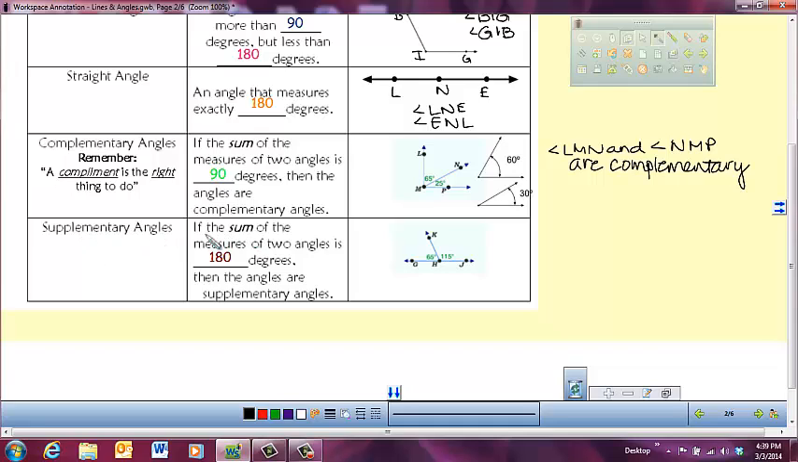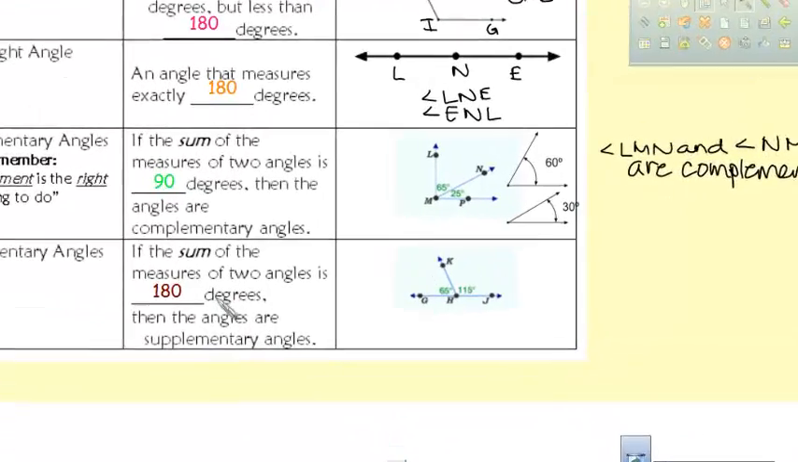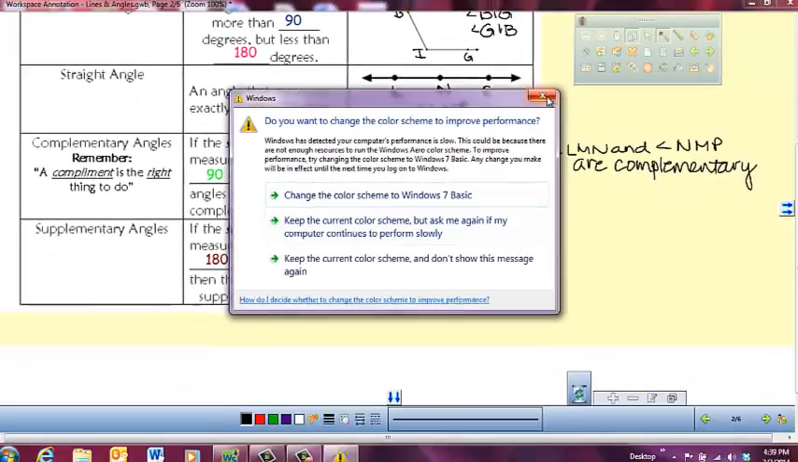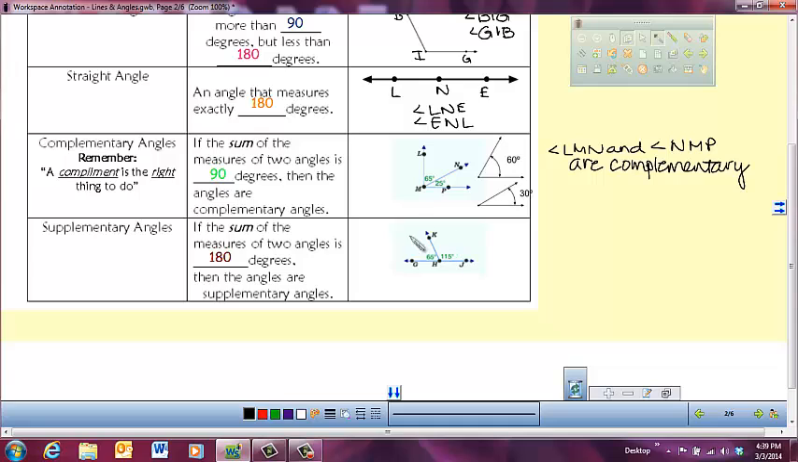Supplementary angles. If the sum of the measures of two angles is 180 degrees, then the angles are supplementary angles. So now we're adding two angles again, and they have to add up to 180 degrees. So if you take a look at our picture here, I've got angle GHK, which measures 65 degrees, and then I've got angle KHJ, which measures 115 degrees. When you add those two together, you get 180 degrees. So this is an example of supplementary angles.